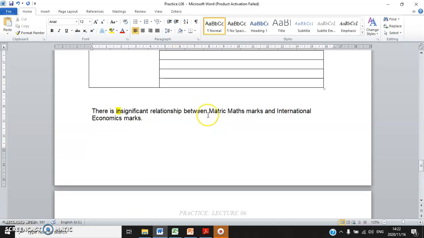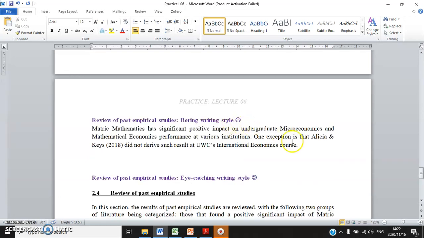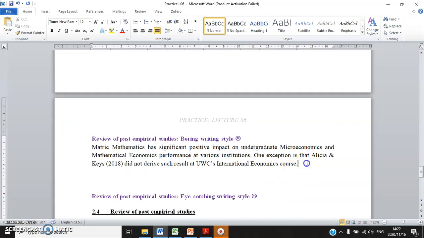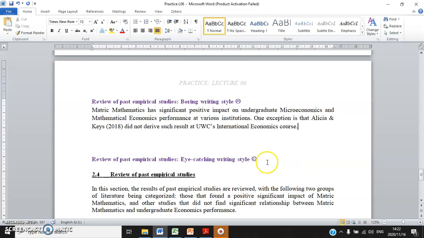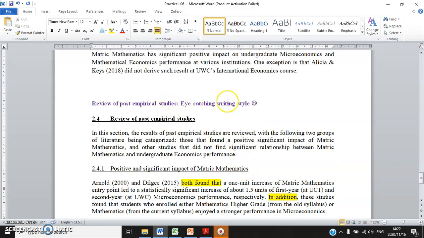So now the point is, how can you write up an interesting, eye-catching section 2.4 review of past empirical studies? So this is an example of the boring writing style, I only have one boring paragraph. Matric maths has a significant positive impact on undergraduate micro and Maths Eco performance at various institutions. Full stop. One exception is Alicia and Keys did not derive such a result at the UWC International Economics course. So if you dare show such a boring and short and actually unclear paragraph in your section 2.4, then it will be game over. Okay, so let's rewrite it with an eye-catching style.